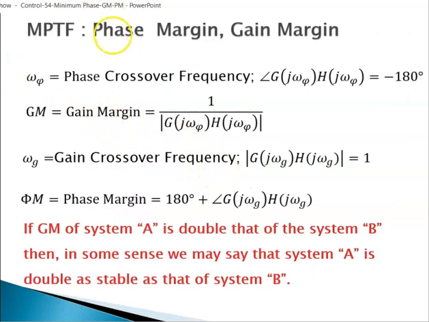So two things: gain margin and phase margin are the margins. Gain crossover frequency and phase crossover frequency are the frequencies. The idea is, if the gain margin of a system A is double that of system B, in some sense we say that system A is twice as stable as system B. So this gave a kind of measure using which we can judge the stability of two systems and say that one system is more stable or less stable than the other.